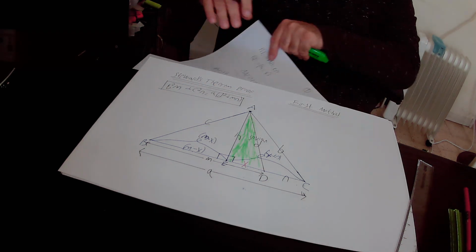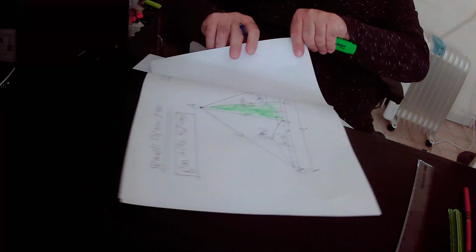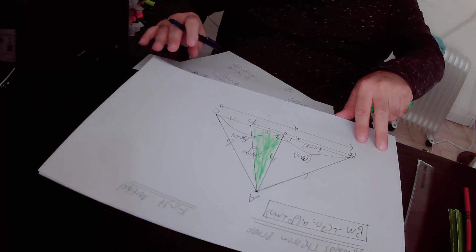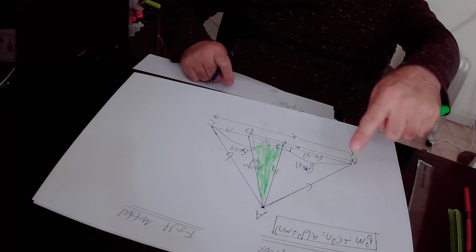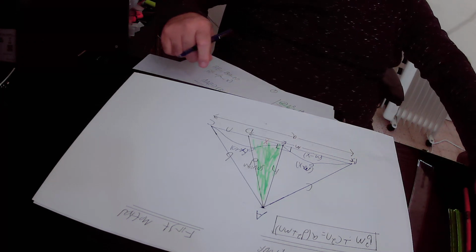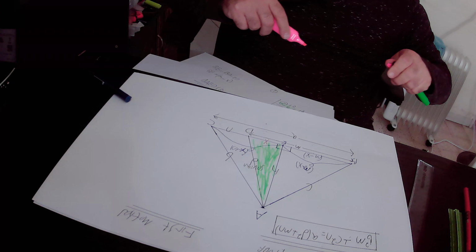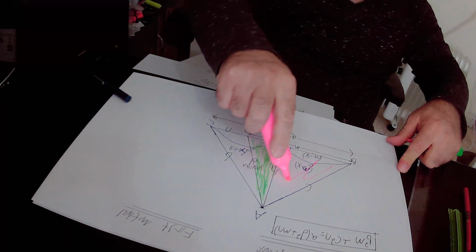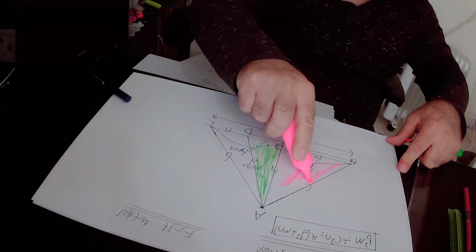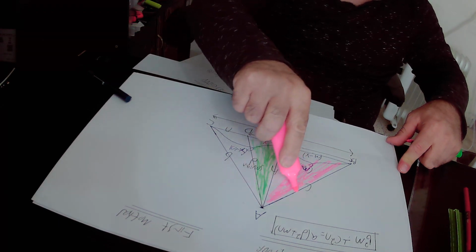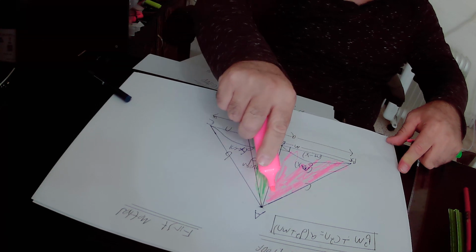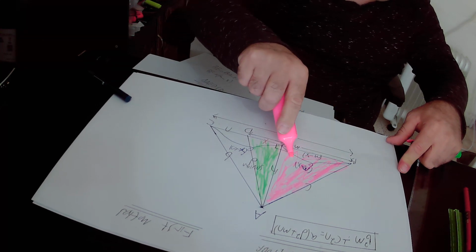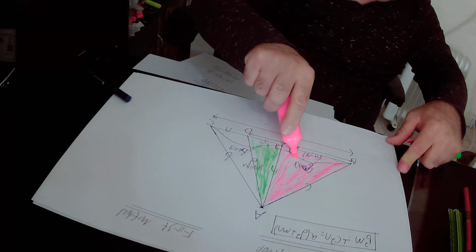In the next step, we will focus on the right triangle ABE. Again, we will focus on the right pink triangle ABE, and we will implement the Pythagoras theorem on this right pink triangle ABE. Okay.